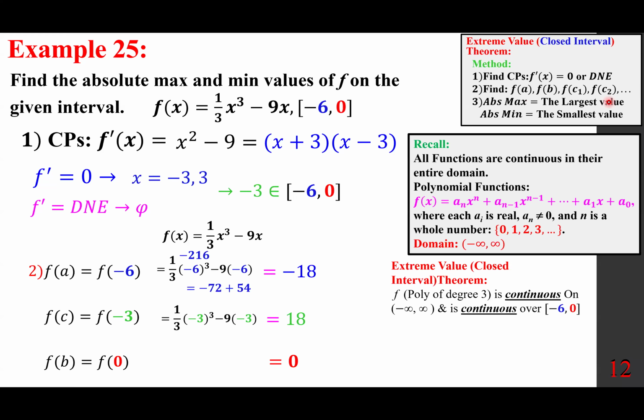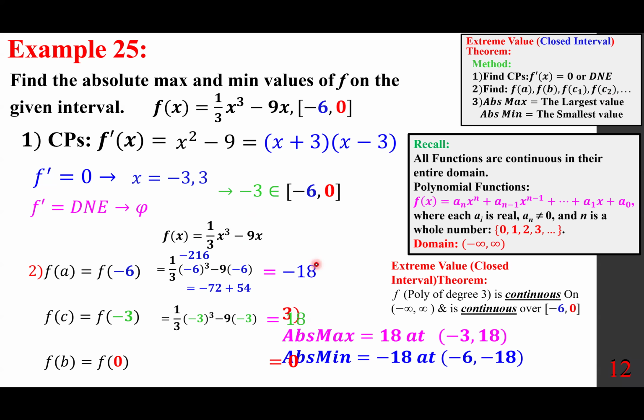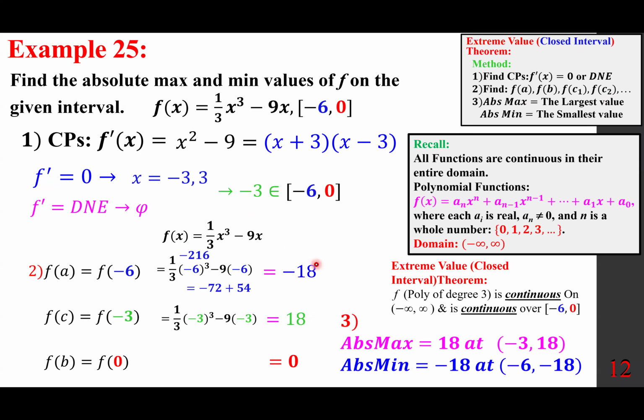The third one, absolute max is the largest. So absolute max is 18 at this pair. Absolute minimum is negative 18 at this pair. The way you write it is the way they want you to write, okay? In other words, they may just want you to write absolute max. They want you to write at x equals minus 3 or the pair. So you follow accordingly.